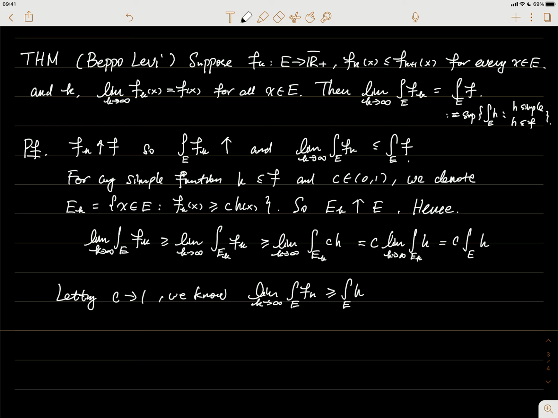So if we take the supremum of the right hand side, we can see that the limit of the integral of fk is also greater than or equal to the integral of f, because this is just the supremum of this value. We showed that every one of these is bounded by that. So that's why this is true. So now we have shown this direction as well. Okay, and combining these two results, we can claim that these two limits are the same.